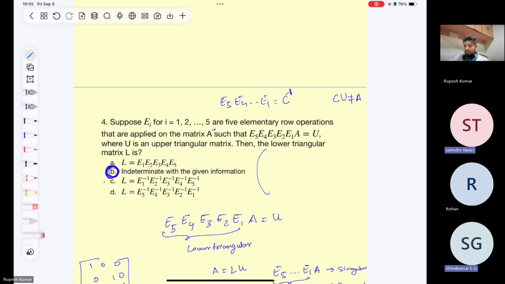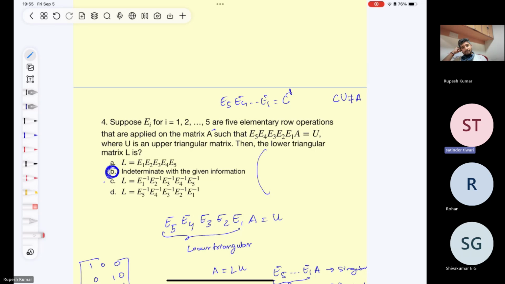I'm saying we are getting U because we are applying the elementary operations. That's why only we have got U. So you are saying E1 has to be lower triangular, all of these E's have to be. This is what I'm saying, because this equation is in place. But that's not true.